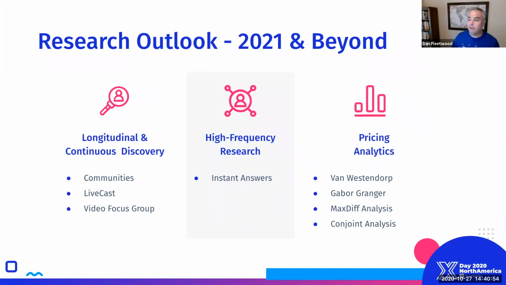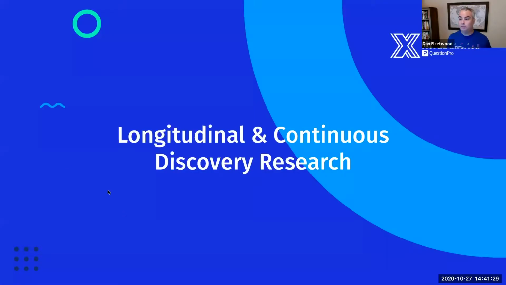We'll talk a little bit more about that coming up. High frequency research, which is instant answers, getting those results out quickly. Tim will touch on that directly here. And then pricing analytics, giving more tools, and talking about how we're moving even more towards providing those tools to you, our customers, with Van Westendorp, Gabor Granger, MaxDiff, and Conjoint. Obviously, MaxDiff and Conjoint are two tools that we already had in the toolbox, so to speak. But with MaxDiff, we've added anchored MaxDiff, which we'll talk more about as well.